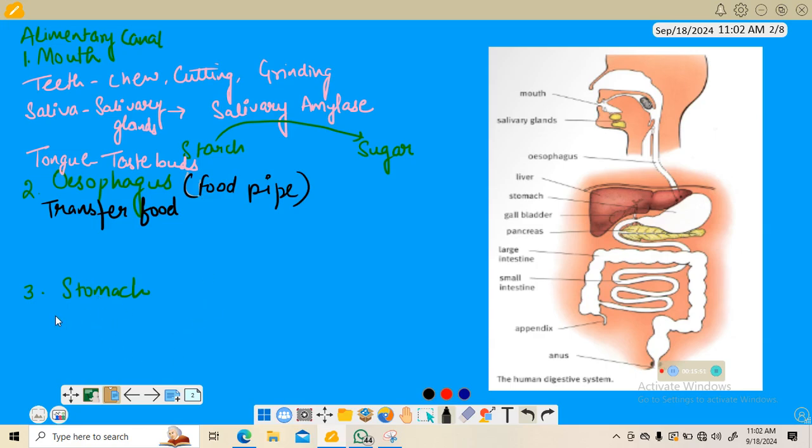Now coming to the stomach. Whenever we eat food, our stomach will receive food from the esophagus and the stomach will expand a little bit. Now coming to the walls of the stomach. In the walls of the stomach we have three glands present.